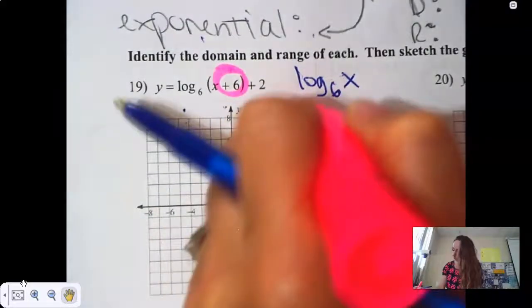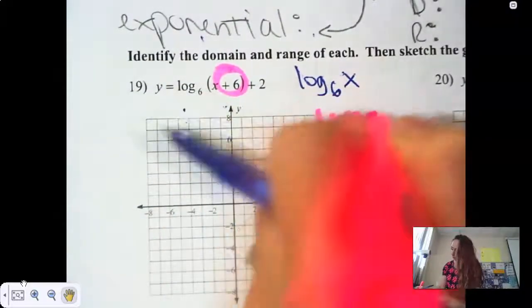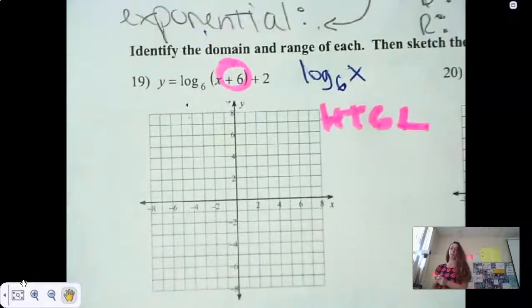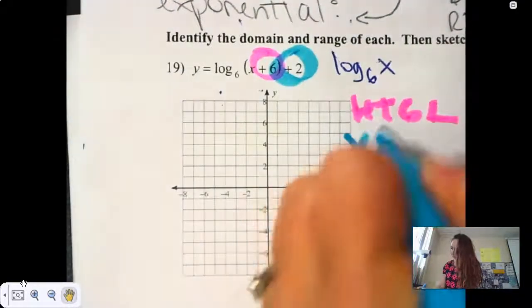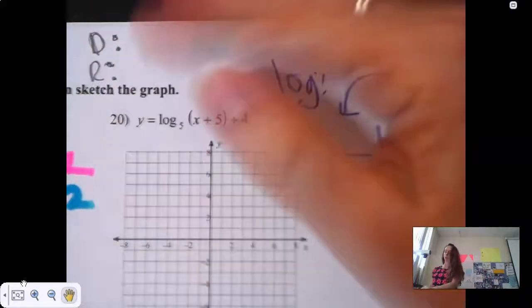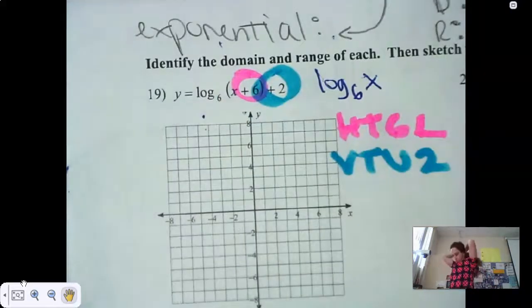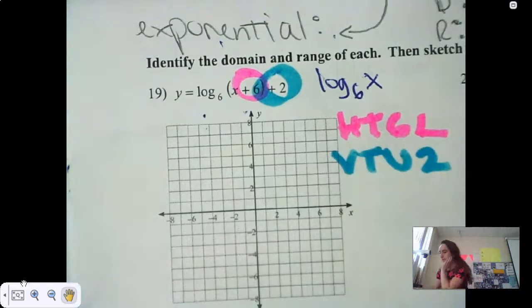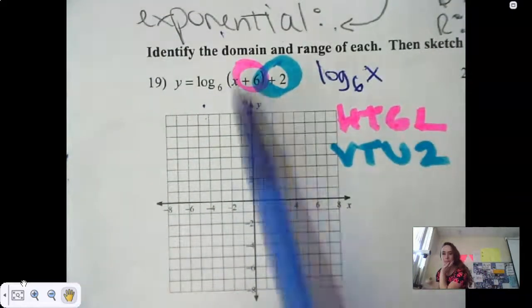So if that's the case, what is the transformation for this one? That means that is a horizontal translation, 6 left, not a straight shooter. So that means this is now going to go 6 to the left. And then this straight shooter, vertical translation, up 2. So now it's not only going to go to the left, but it's going to go up 2. Okay? Now, let's see. Can we pick any number for x?